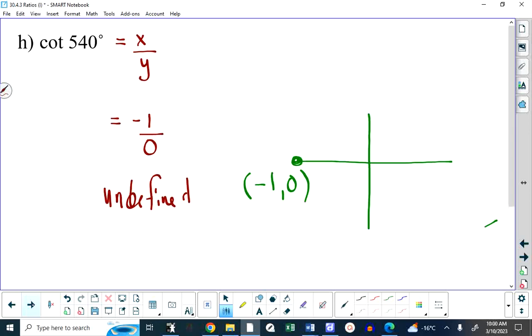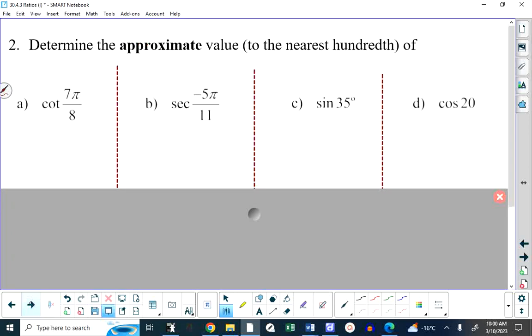Yeah. Okay. Sorry. All right, now this next little bit of business is just to learn how to use our calculator. How would you find on your calculator a decimal value for the cotangent of 7 pi over 8? Well, you need to be in radians, first of all, because 7 pi over 8 is a radian measure. But you don't have a cotangent key, do you?